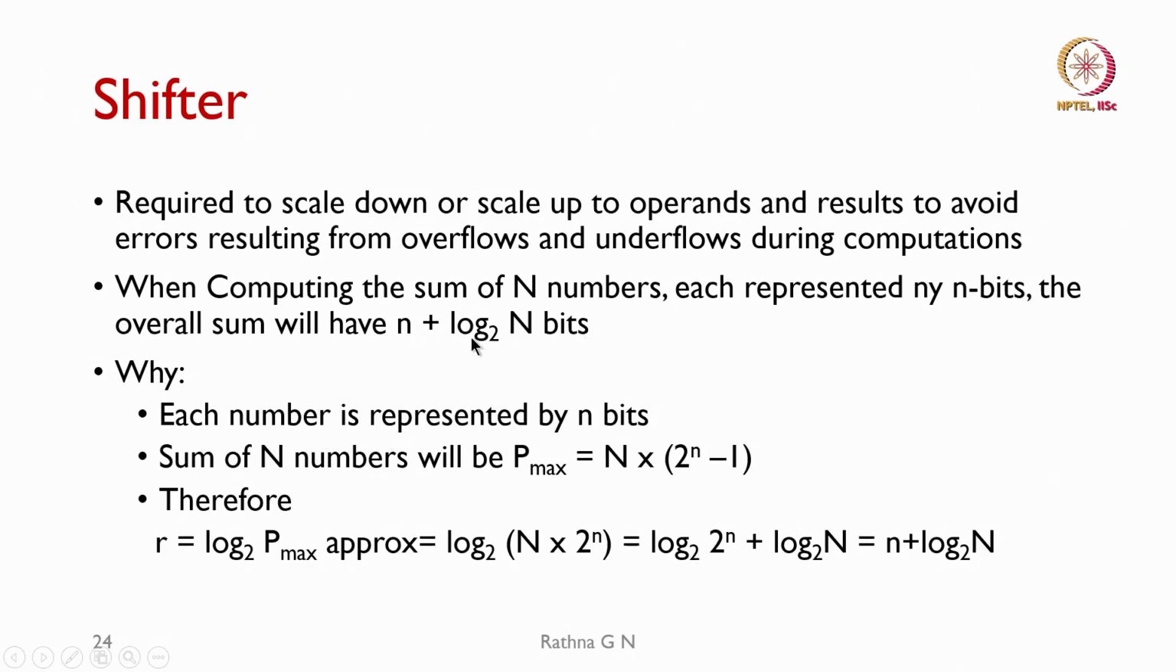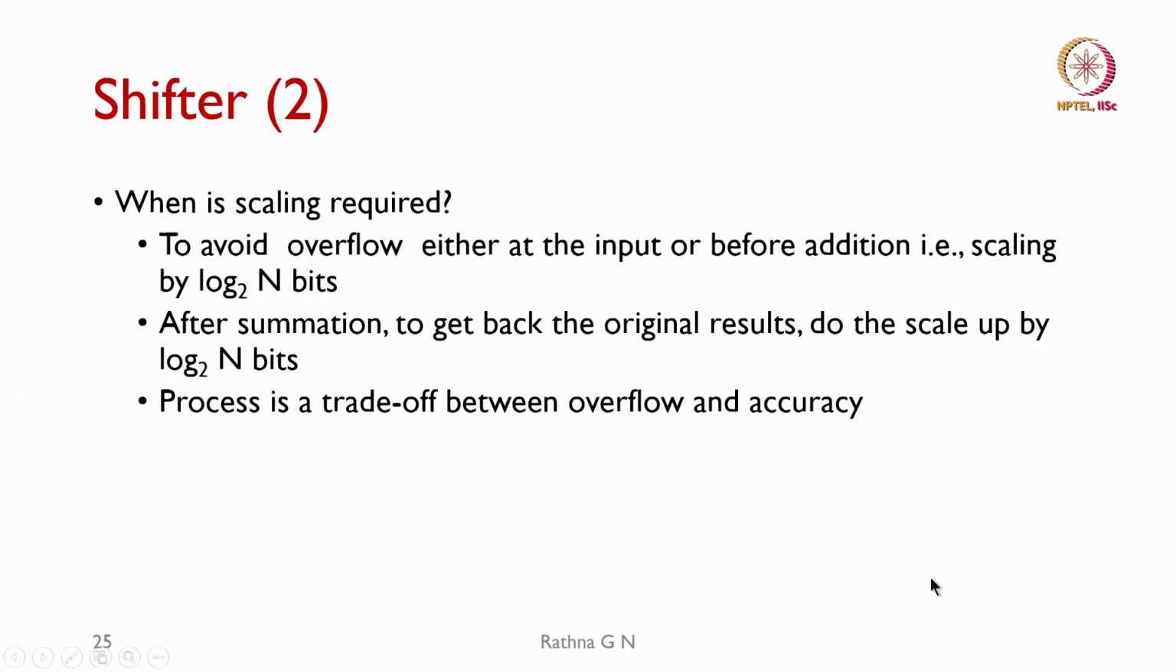Each number is represented by n bits, and for the sum of n numbers, you have seen sigma i equal to 0 to n minus 1, then the maximum is going to be n into 2 power n minus 1. So, therefore, the number of bits that is required for my product, we will put as log 2 p max, approximated as log 2 of n into 2 power n, which is nothing but log 2 2 power n plus log 2 n. We know that log 2 2 power n is nothing but n, so n plus log 2 n is the representation that we are going to have.